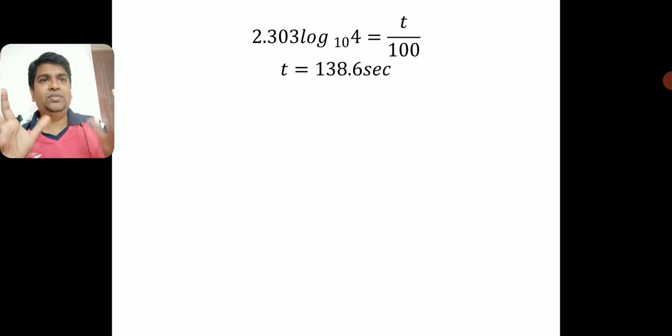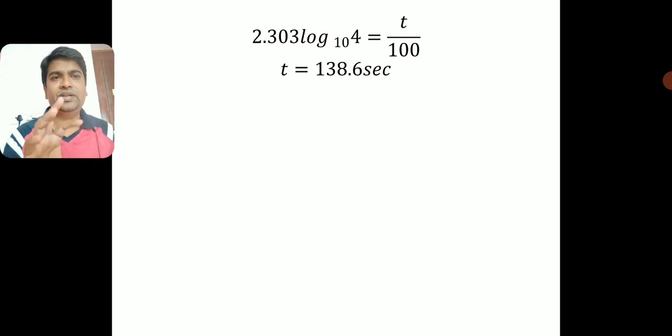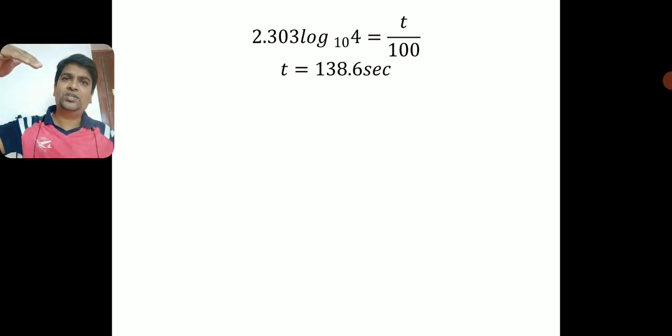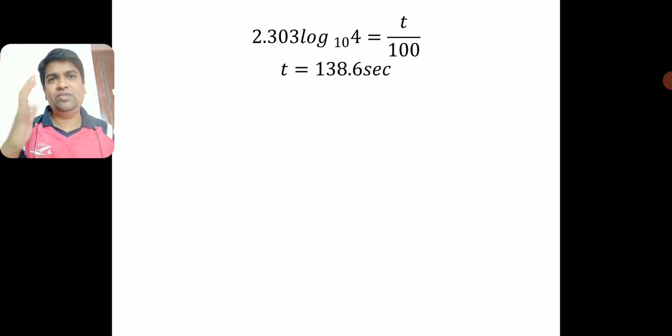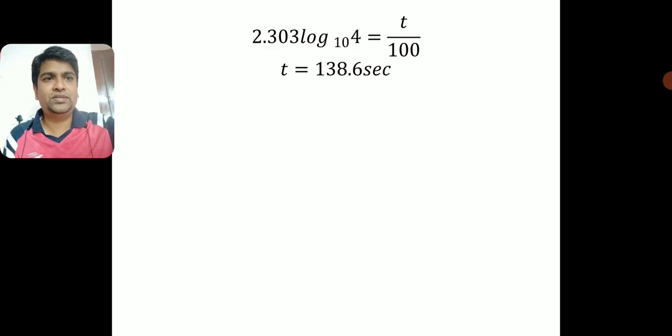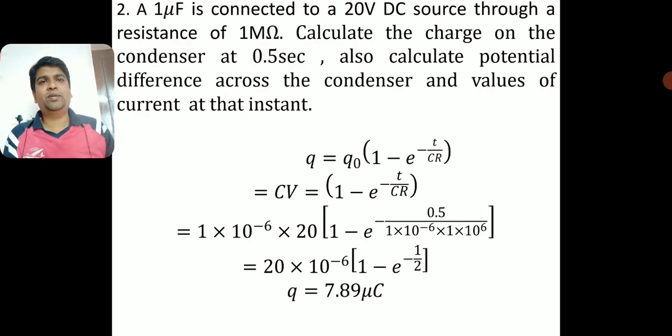Now if you do the cross multiplication and calculate with the calculator, you will get this time as 138.6 seconds. This is the time taken for the charge to decrease to 1 by 4th of its initial value, 1 by 4th of its maximum value, 1 by 4th of its Qm. So I have calculated the time. Right, so first problem is solved. So we'll move on to the second problem.